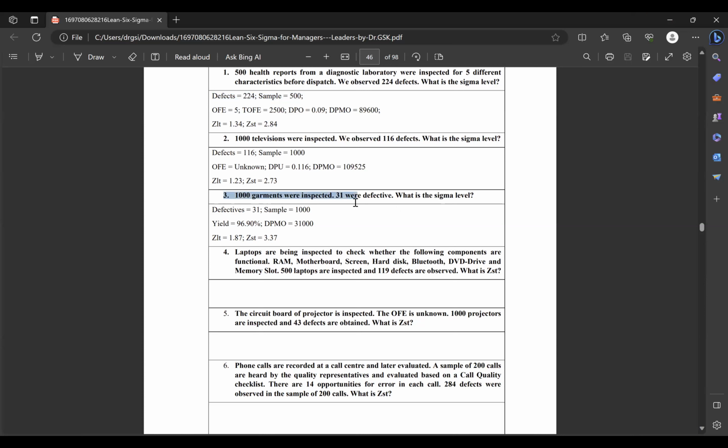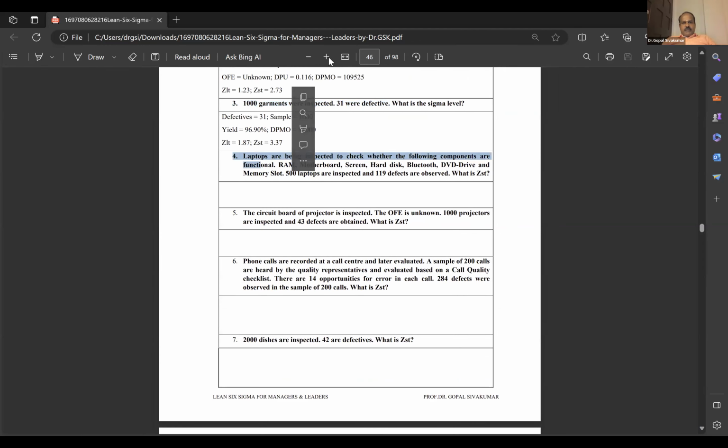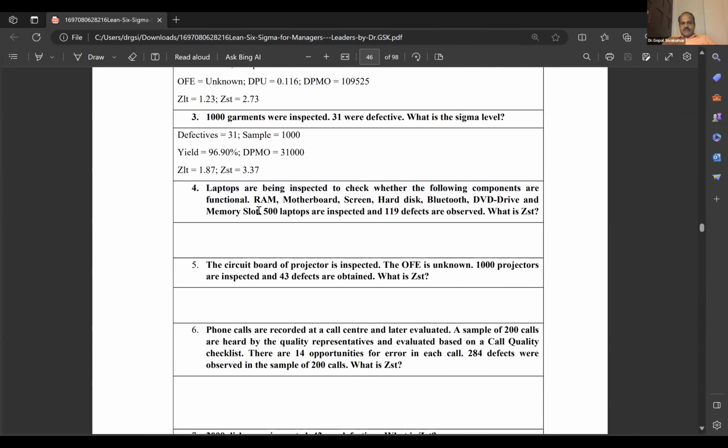What is this situation about? Situation 3. Very simple. It's not that difficult. You just have to key in the data. It will give the output. Now, question number 4. Laptops are being inspected to check whether the following components are functional: RAM, motherboard, screen, hard disk, Bluetooth, DVD drive, and memory slot. How many features are they checking in a laptop? 7. So opportunities for error is 7.